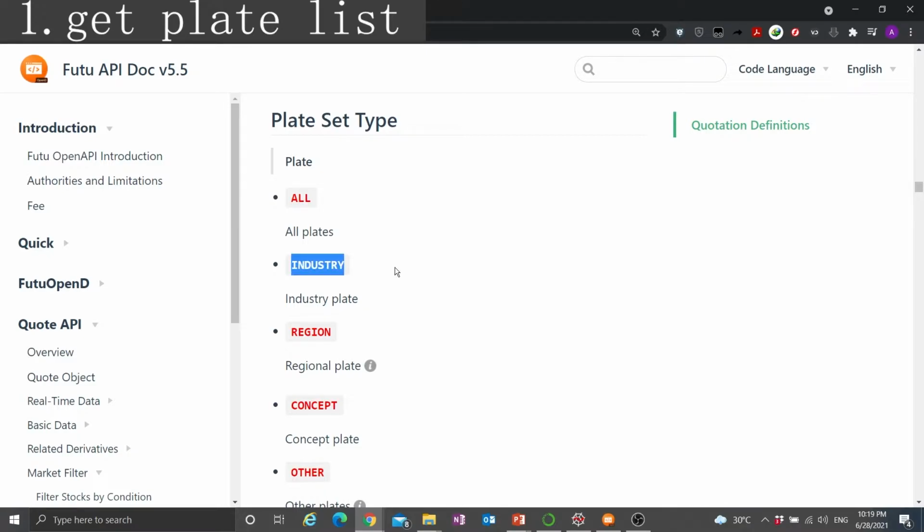For industry, that's our traditional way of classifying the market sectors. For example, financial industry, chemical industry, you name it. The second is region. It's supposed to be classifying by geographical locations. However, this is not working for the US and Hong Kong market at the moment. The third plate type is concept. For example, we have Tesla concept, 5G concept, etc. And this will be the main focus of our example later on.